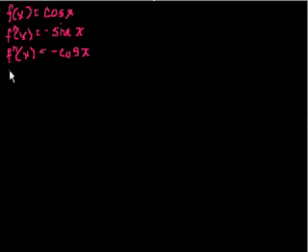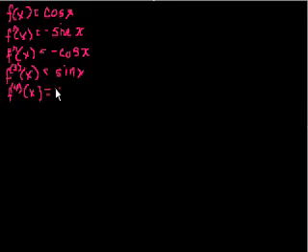And what's the third derivative? f3 of x. Well, that's just the derivative of minus cosine x, which is plus sine of x. And then what's f4 of x? The fourth derivative equals cosine of x again. And as we keep taking derivatives, we'll keep repeating, and the pattern will go on, right?